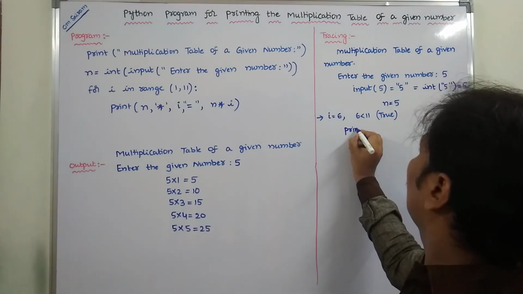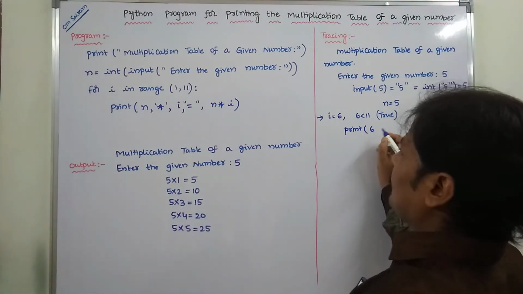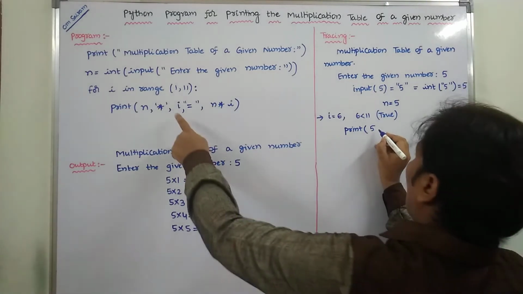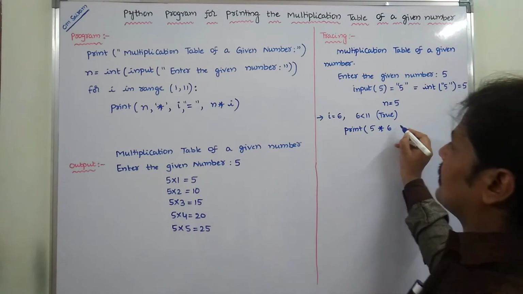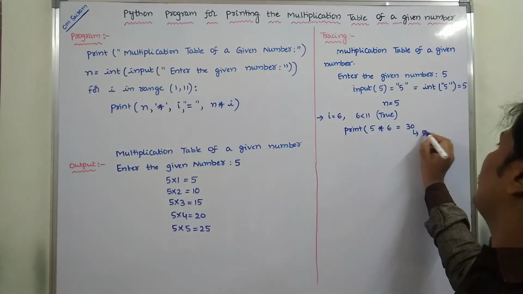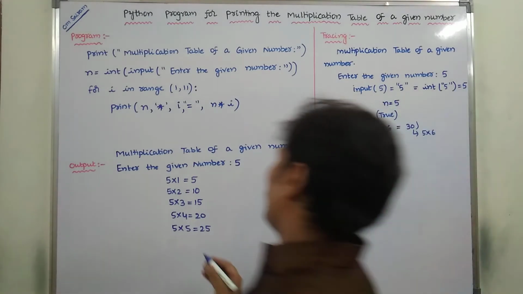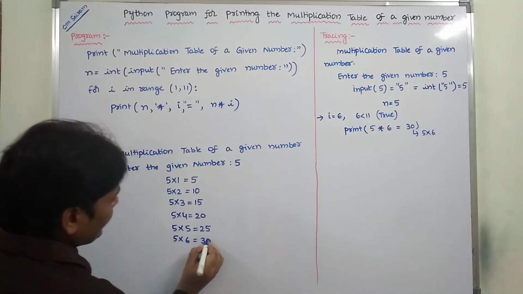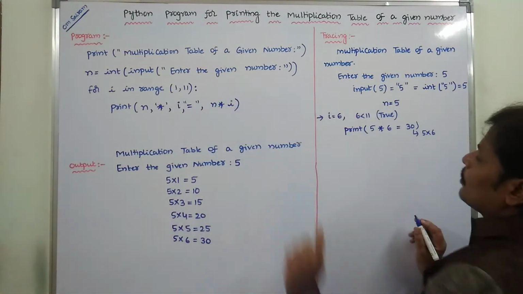Print n value is 5 comma 5 into I value is 6 is equal to 30. Here 30 is nothing but 5 into 6, that is n into I. So now 5 into 6, that is equal to 30 is printed. Next again the control goes to the for loop.